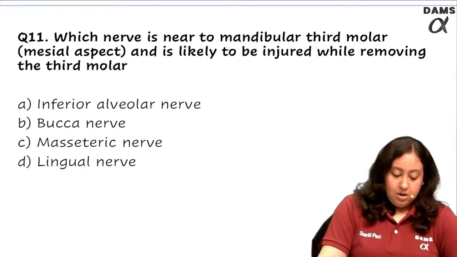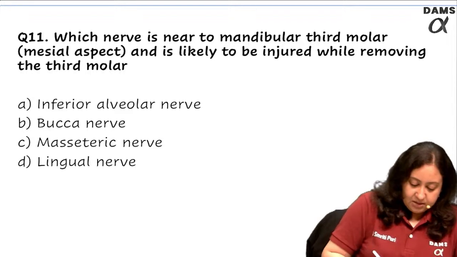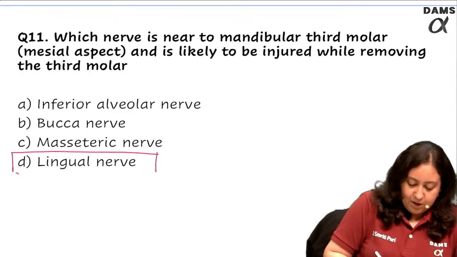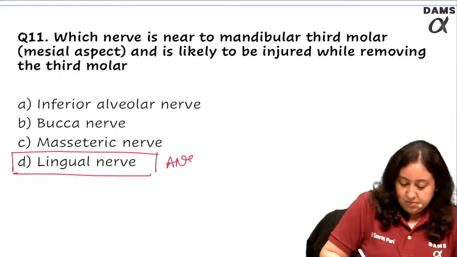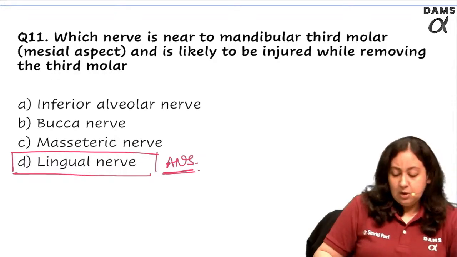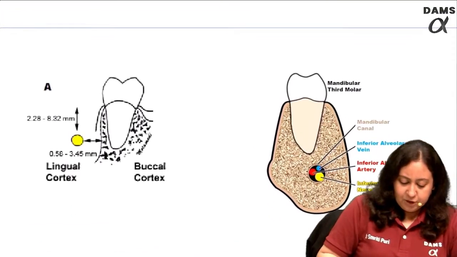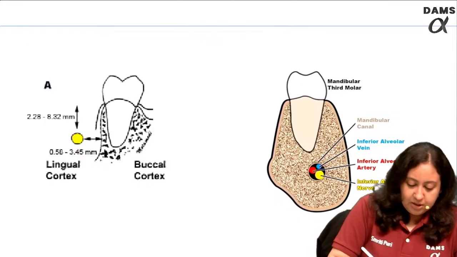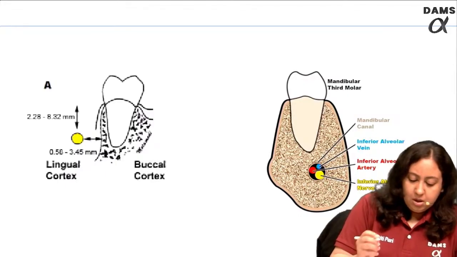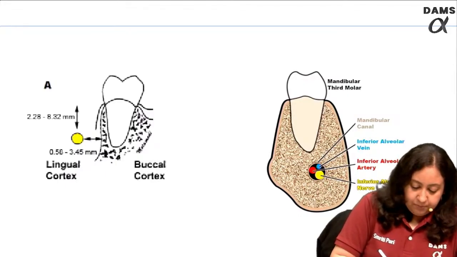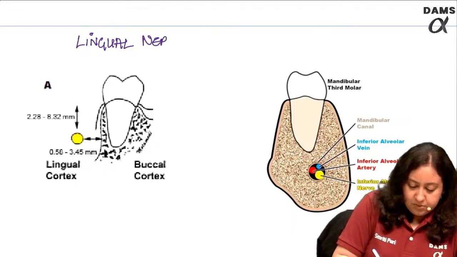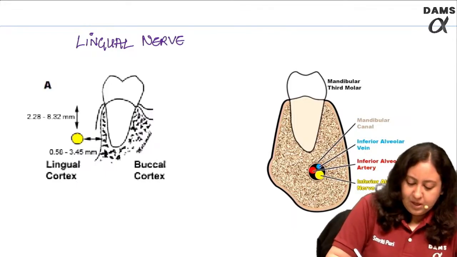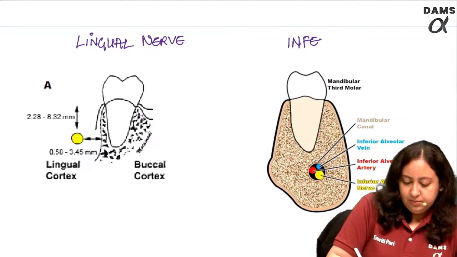Okay, so yes, the correct answer here is D, lingual nerve. Now just to tell you quickly via a visual, there are two nerves which are in close relation to the mandibular third molar. One is the lingual nerve, and one is the inferior alveolar nerve.